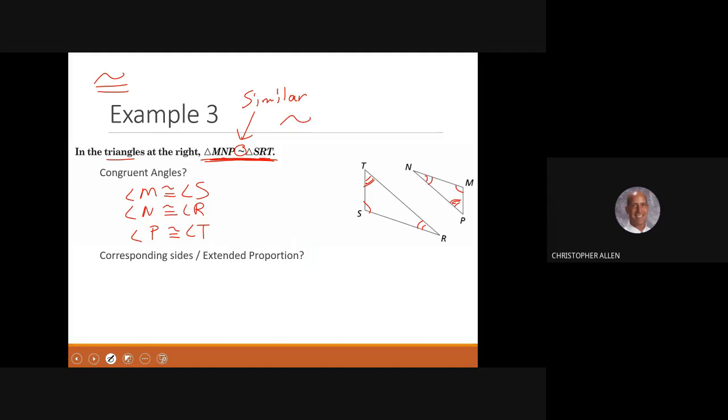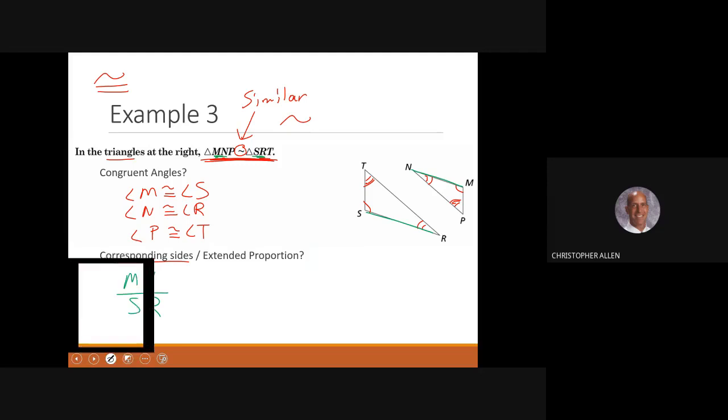Now we need to do the same thing. Now we're going to talk about the corresponding sides. So let's do that in a different color. So again, I'm going to use the same trick. I'm going to use the first two letters. So segment MN, that's this guy right here. Segment MN has to be paired with the first two letters of the second triangle. So that's SR. So I'm telling you that this side has to be paired up with that side.